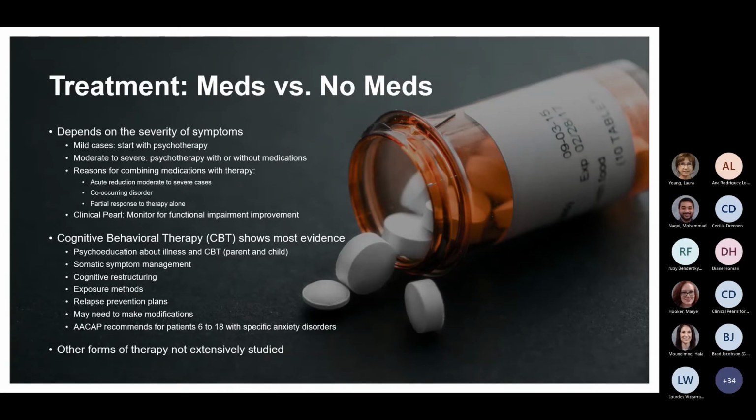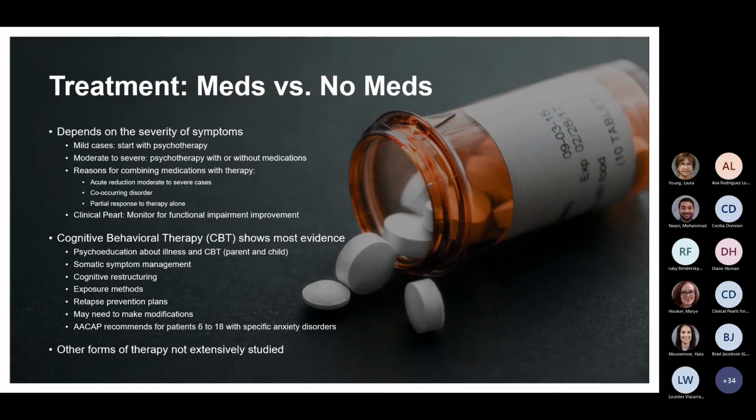Now, the clinical pearl for this is you want to monitor for improvement in functional impairment and not just anxiety symptom reduction with treatment. And the reason for that is everybody experiences anxiety. We're never going to make anxiety go away 100%. And so we just need to make sure that the child is functioning better and focus on that more so than whether the anxiety is decreasing, because anxiety is still going to be present. And then there will be a point, a plateau, where you will not be able to get the anxiety to decrease any further. And that doesn't mean that the treatment is not working. Like I said, we need to evaluate whether the functional impairment is improving more so than whether the anxiety is completely going away.